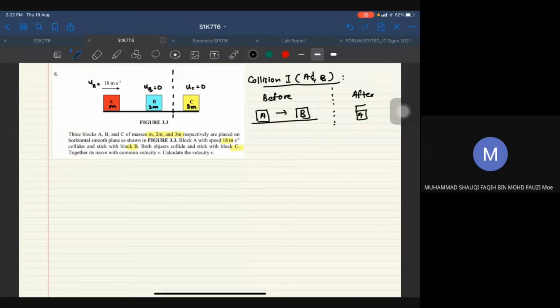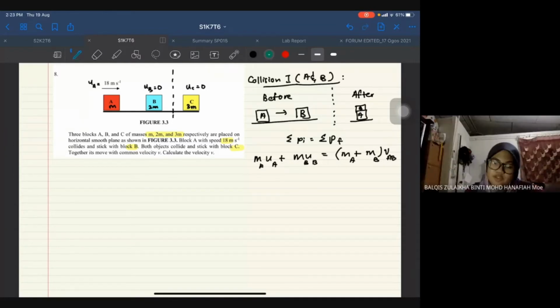Normally if they move together, I like to put them on top of one another so that I don't forget. Now, you can solve using summation of PI equals summation of PF. So you have MU plus MU equals MV plus MV. Since the final velocity is the same, I can factorize the V, so that becomes M plus M, times V. Like I told before, subscript is very important. This one is for A, this one is for B, and this one is for both A and B, so I write it as AB. So far, can you follow? Yes, sir.